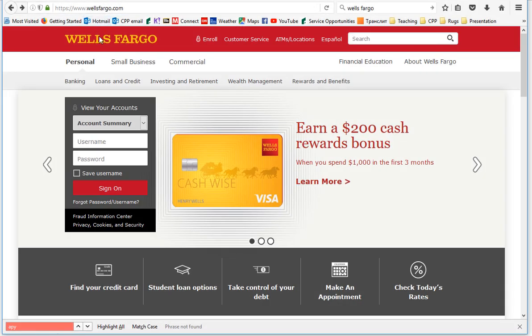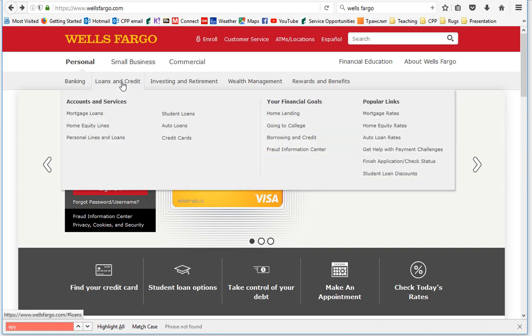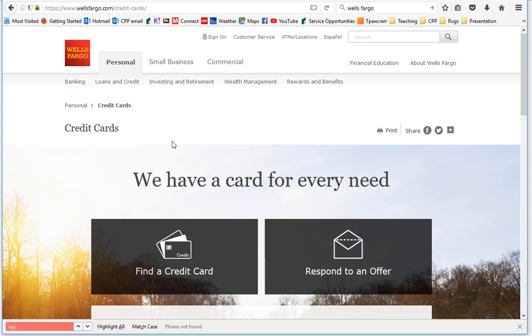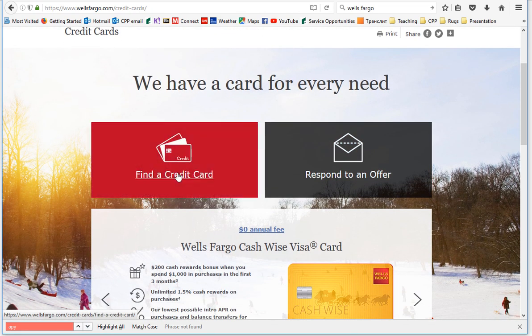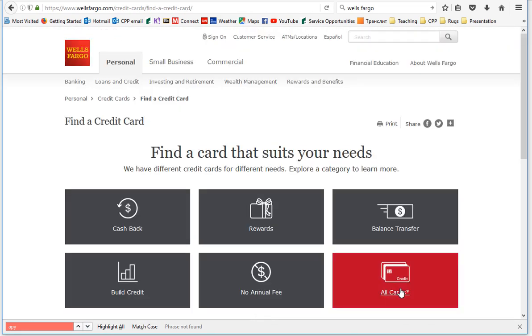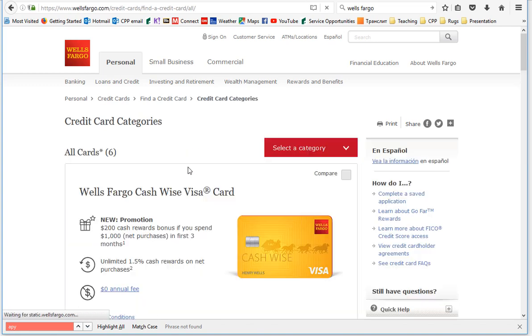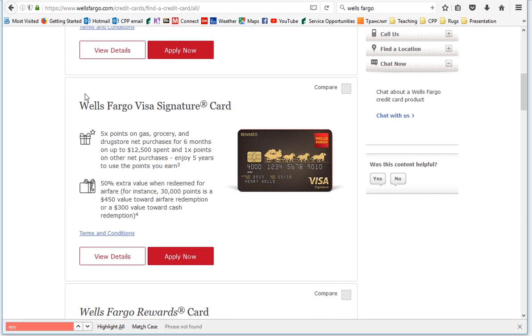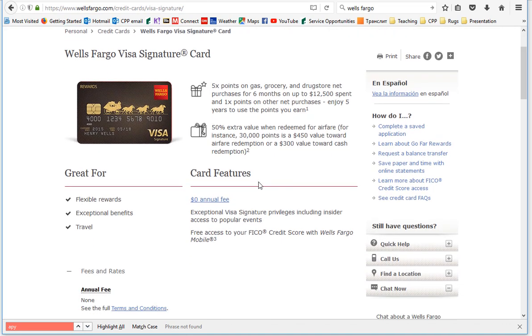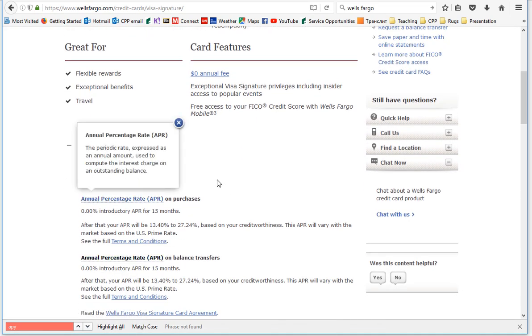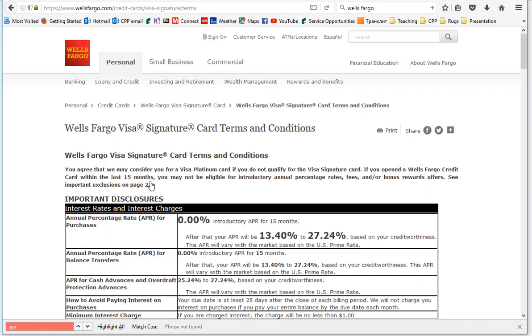credit cards. Let's go to the Wells Fargo website, loans and credit, credit cards. Let's see, find a credit card. Let's just pick something. All cards. How about this one? Wells Fargo Visa signature card. So let's view the details and see what it says. Let's click on the terms and conditions.